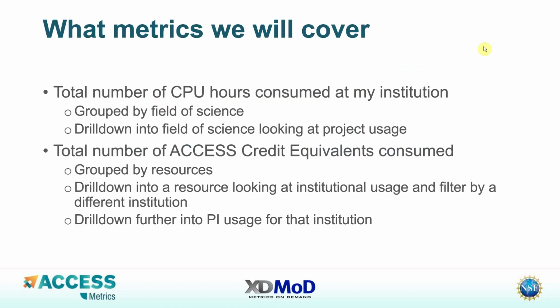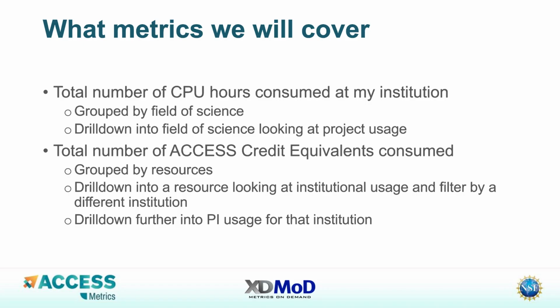In this presentation, we will cover two different metrics. The data provided are from jobs ran on ACCESS allocated compute resources. The first metric we'll look at will be the total number of CPU hours consumed at my institution. We will view this grouped by field of science and then drill into a specific field of science looking at project usage. The second metric we'll look at will be the total number of ACCESS credit equivalents consumed.